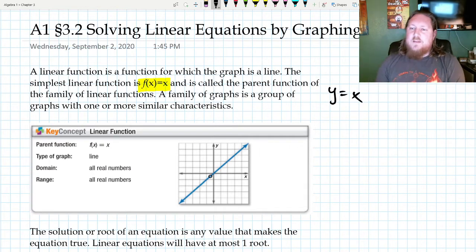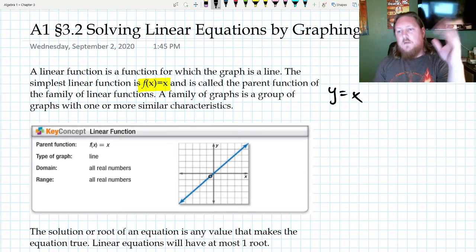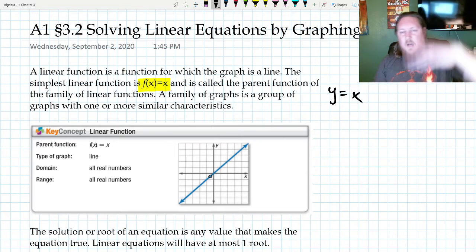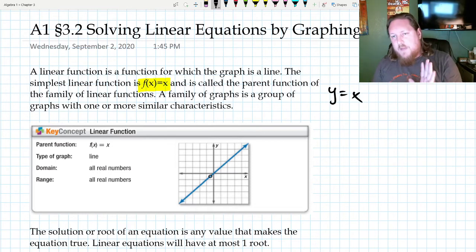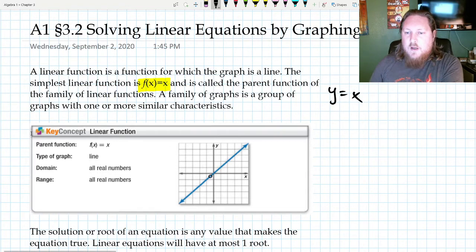And we call it a family because every other linear graph is some version of this. We do something to change its angle, and we do something to make it slide up and down or left and right. So everything is based around this one graph. So that's pretty much all it is about the family of graphs.